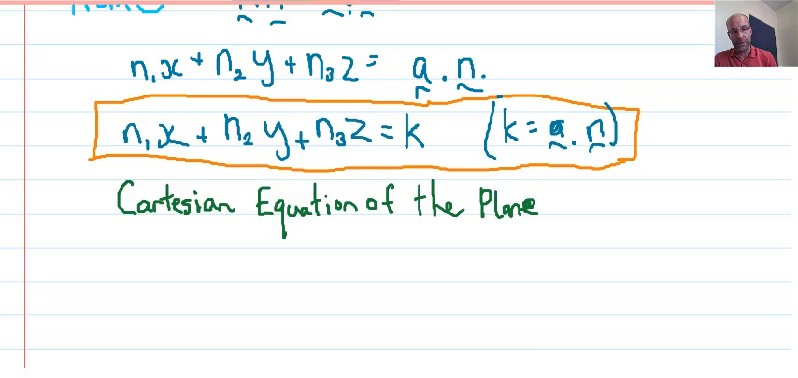So in this video we've looked at normals to the plane in introduction to that, and we've derived the generic form of the vector equation of the plane, and likewise the Cartesian equation of the plane.